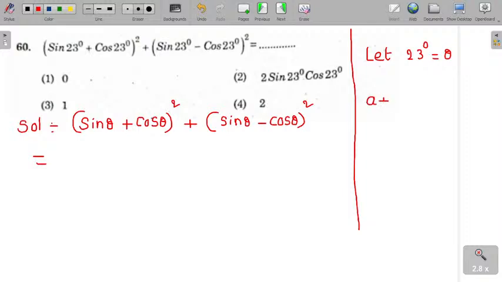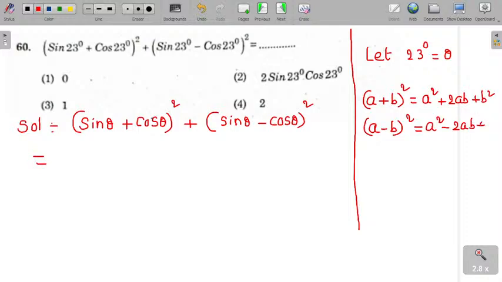So we have the (a + b) whole square formula. What do you mean by (a + b) whole square? That is a square + 2ab + b square. Am I correct now? It's absolutely wrong. Here plus should be there. So what is the value of (a - b) whole square? That will be a square - 2ab + b square.